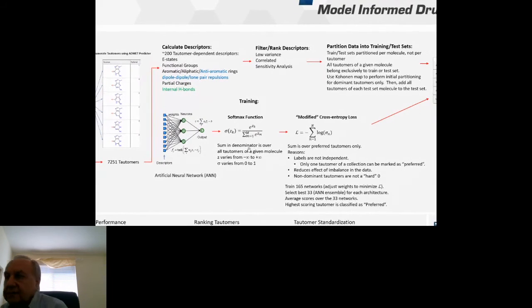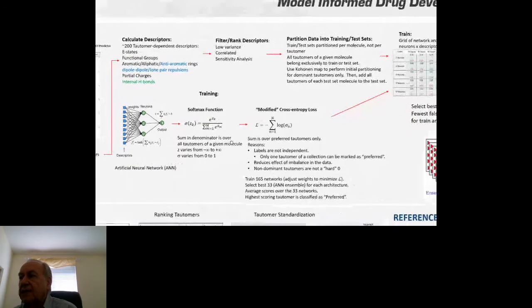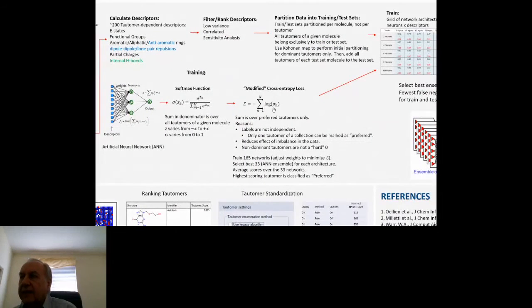In the case of the tautomer model, we applied a further transformation based on a softmax transformation. So this gives you an output which varies now from 0 to 1. The denominator here in this softmax transformation is a little bit different. The sum is over all tautomers of a given molecule. So the idea here is that you want this sigma value to be as large as possible for the dominant tautomer and to be smaller for all the non-dominant tautomers. This was fed into a cross entropy loss as the objective function.